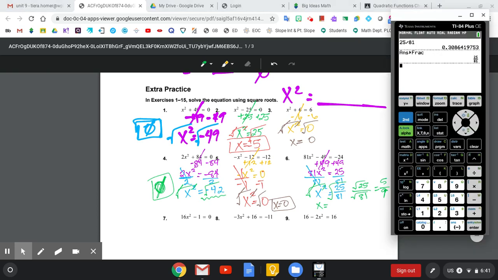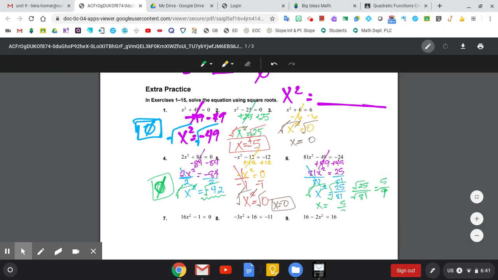Or you could use your calculator. And I'm going to do alpha y equals. First I'm going to do the square root. So second x squared. Then alpha y equals enter to put my fraction in there. 25 in the top, 81 in the denominator. Hit enter. Notice it gives me 5 over 9, which is what I got when I broke it into two separate square roots. So it doesn't matter. Either way works. But since we're taking the square root of this positive number, it's not just 5 over 9. It is positive and negative 5 over 9. Don't forget that.